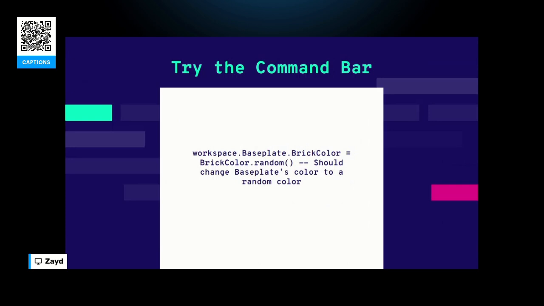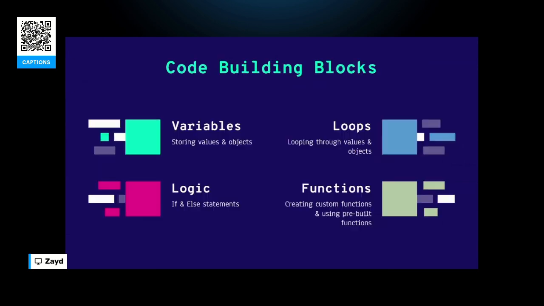Let's try this out too. If you type this line of code, it will change the color of the baseplate to a random color. These two commands you've tried are mini lines of code. Pat yourself on the back, you just wrote some code. It's the little steps like these that lead to larger gains with larger coding systems.